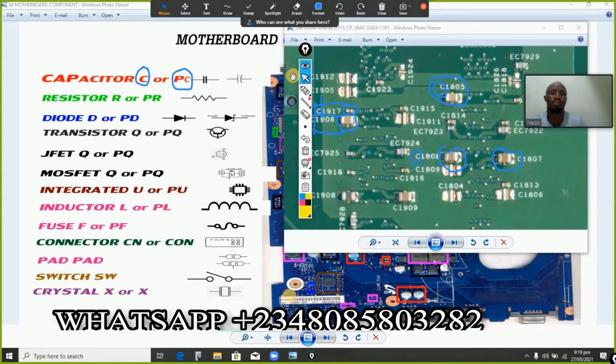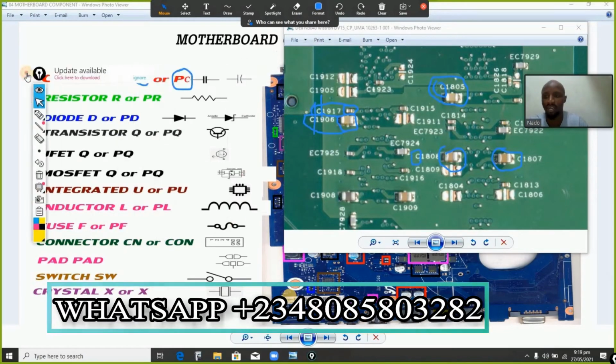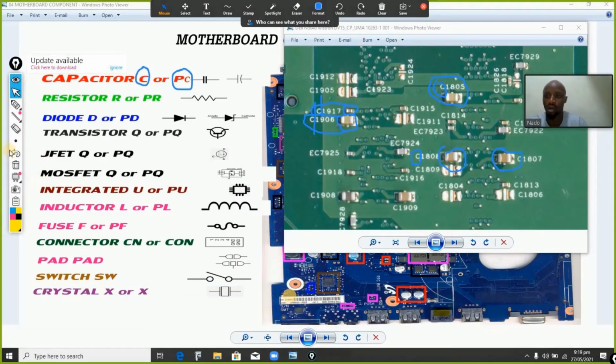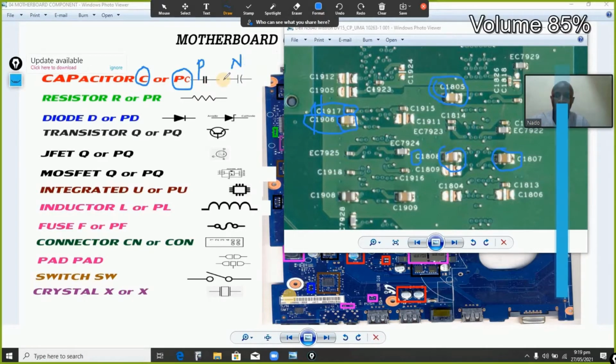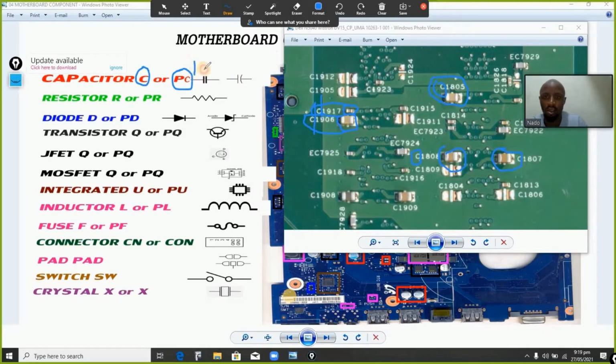Whenever we say polarized capacitor, that is a capacitor that has positive and negative sides. And if it is non-polarized, it has no positive and negative sides. For instance, this is a mistake, but I'll correct it here in the video. This one is non-polarized, and this one is the polarized one. If it is a polarized capacitor, the other part of the capacitor is going to be the negative, and this first part here will be positive. That is why we refer to this particular one as a polarized capacitor.